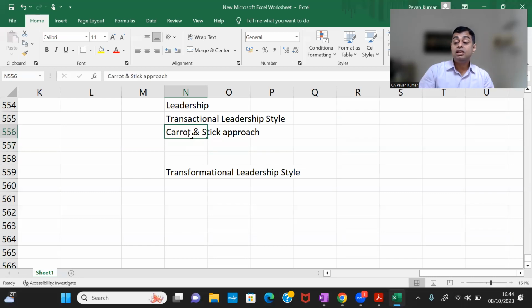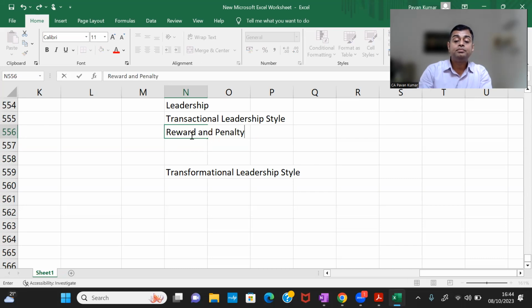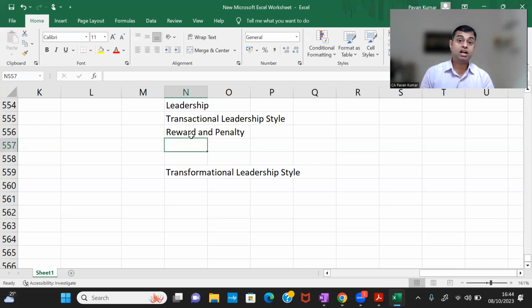So here, to an employee, you are giving a reward and penalty. Hey, you are working under me. Achieve this level of sales, I will give you a bonus. I will give you a performance linked incentive. I will give you a promotion. I will give you a transfer to the location you want. I will make you manager. I will give you a car. I will give you a ticket to Goa. I'll give something, a reward. If you do not achieve it, penalty.